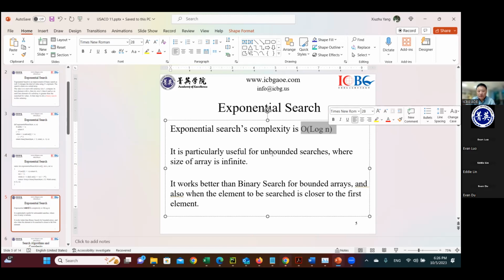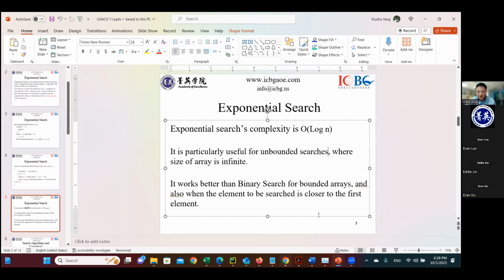So it is particularly useful for unbounded searches. So what does it mean? That means your list keeps increasing. So you really do not know what is the maximum value of your area, but you know the area is ordered. So the value keeps changing. You can have more items coming into your area. You can have more stuff coming to your area, but your area is dynamic. It keeps increasing. So this exponential search is much better than the binary search in that sense. So in the real world, you will run into that kind of situation, right? You will run into. So that's why this is very useful.